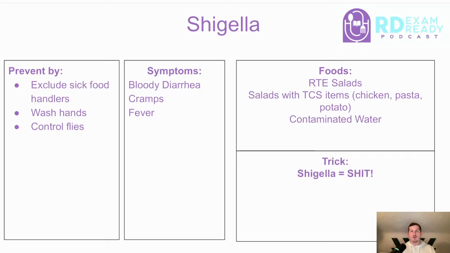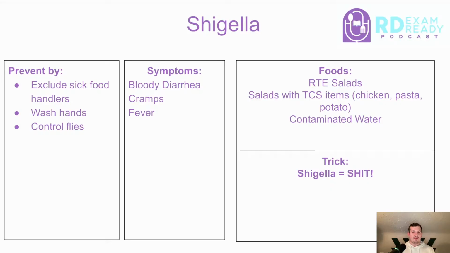Washing hands, of course, is a way we can prevent Shigella, especially for those sick food handlers. Also controlling flies. Flies, when they land on feces, then go and land on foods. So the flies that have landed on the feces are then bringing that Shigella bacteria with them. The symptoms of this are going to be bloody diarrhea, cramps, and fever. Those will be our three major ones there.